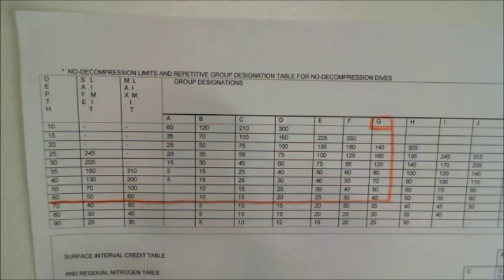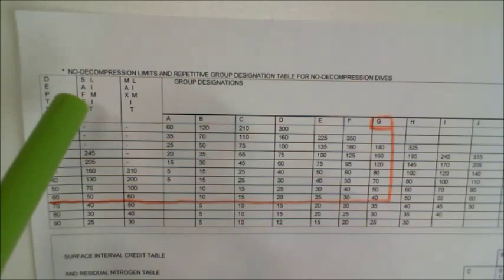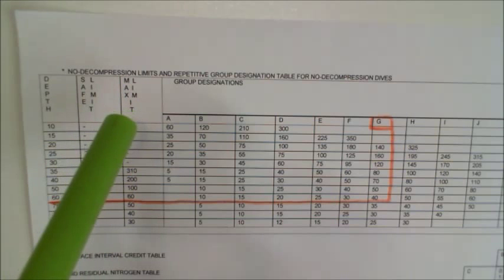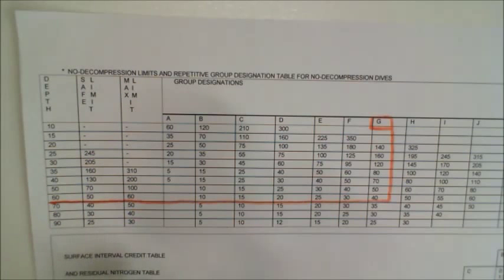Table number 1 tells us how much nitrogen we have absorbed as a result of diving at a certain depth for a certain length of time. The first column is depth. The second column is our safe limit at this depth. The third column is the safe maximum limit at that depth.